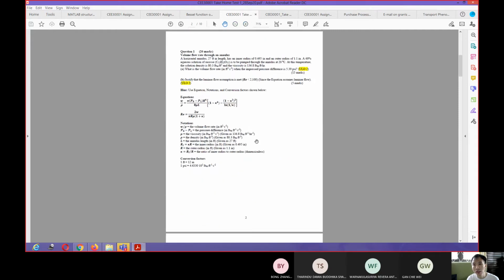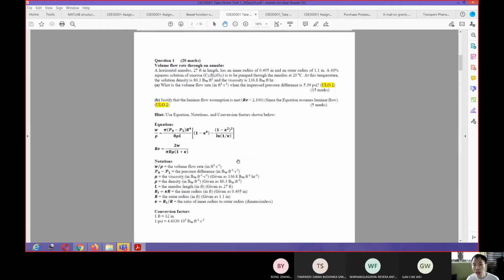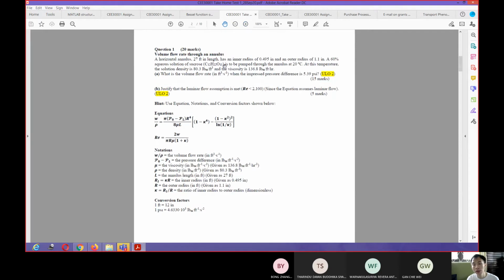So the first question is related to the volume flow rate through an annulus. This one is not straightforward, but I give you all the equations and everything. But some of you tried to solve it not in terms of the units that I gave. It's always better to just stick with the problem statement that I give, because whenever I give a problem, I want you to be able to solve it using whatever I have given, because this is not open-ended.